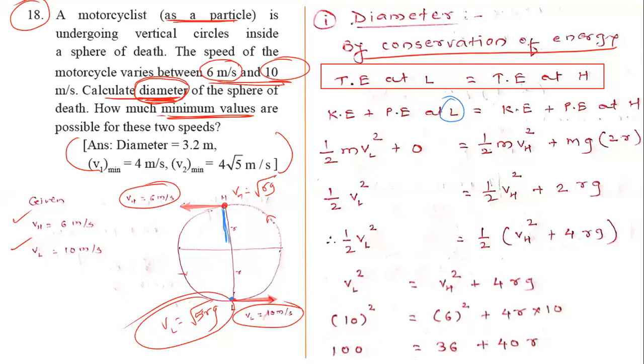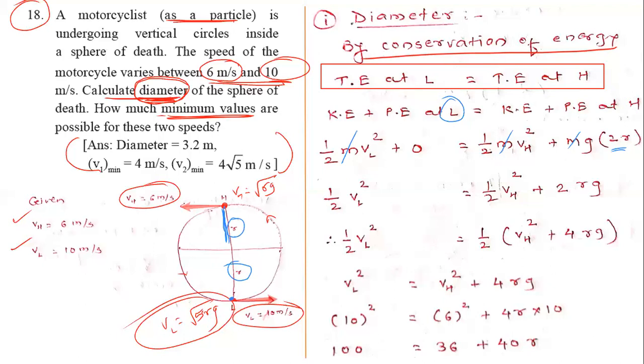So this R plus this R, 2R is the height. mg into h, h is 2R. So the m from every term gets cancelled. We can take m common from the right hand side and the m from the left hand side gets cancelled. So we get 1 by 2 vL square is equal to 1 by 2 vH square plus 2Rg.